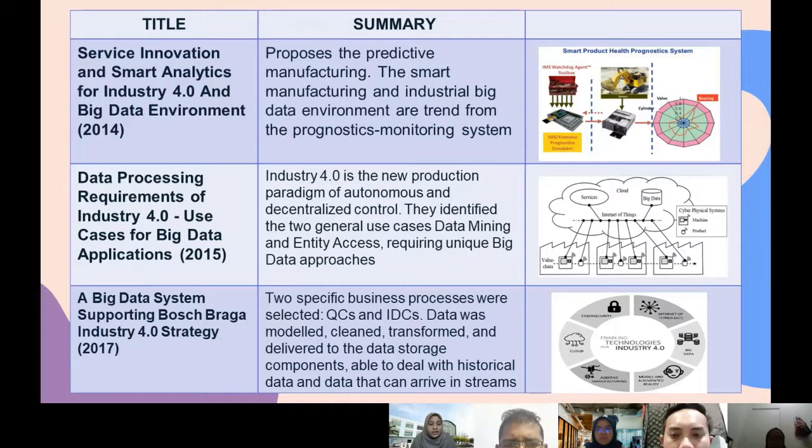The third article is about a big data system supporting Project Barga Industry 4.0 strategy in 2017. Two specific business processes were selected, QCs and IDCs. Data was modeled, cleaned, transformed, and delivered to data storage components able to deal with historical data and data that can arrive in streams.